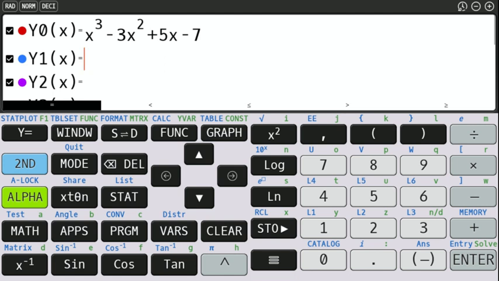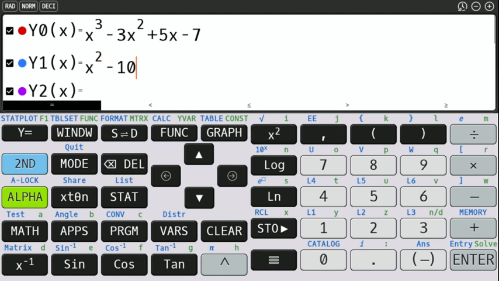So we have that cubic function. Next, we're going to graph a quadratic function in the same plane. So we're going to do x squared minus 10. I'm going to use this to show you how, for example, you can find points of intersection between two graphs quite easily.